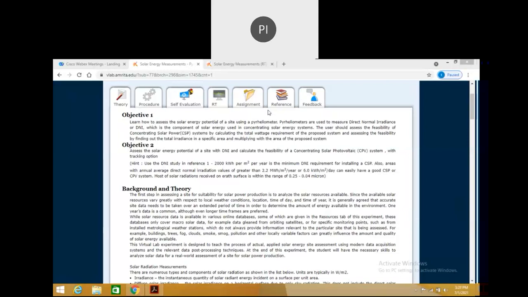Since the available solar resources vary greatly with respect to local weather conditions, location, time of the day, and time of year, it is generally agreed that accurate site data is necessary. One year is sufficient, otherwise longer time frames are preferred. While solar resource data is available in various online databases, some of which are given in the resource tab of this experiment.